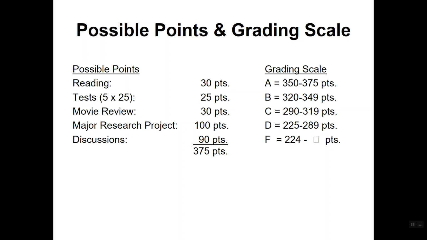So, at the end of the semester, if you have earned 350 to 375 points, you'll receive an A. 320 to 349 points is a B. A C is 290 to 319. A D is 225 to 289. If you score below 225 points, well, that is a failing grade.